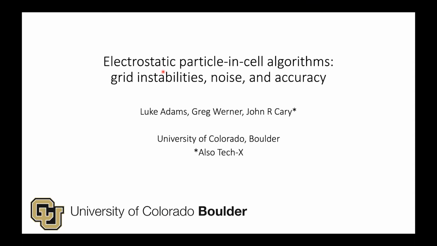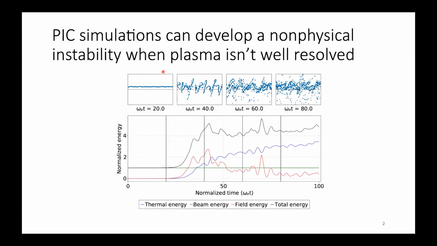Perfect. So yeah, today I'm going to be telling you about some work we've done to understand how grid instabilities arise in electrostatic PIC algorithms and how we can mitigate those. So in PIC simulations, we can develop a non-physical instability when we don't resolve a plasma well enough. So in this plot here, I'm showing the results of a one-dimensional electrostatic PIC simulation with periodic boundary conditions. And we propagate an electron beam through the simulation with a neutralizing background density. Now, physically, that should be a totally stable system.